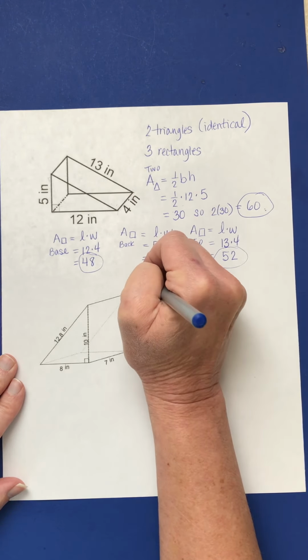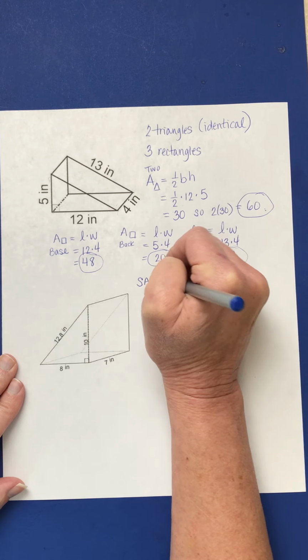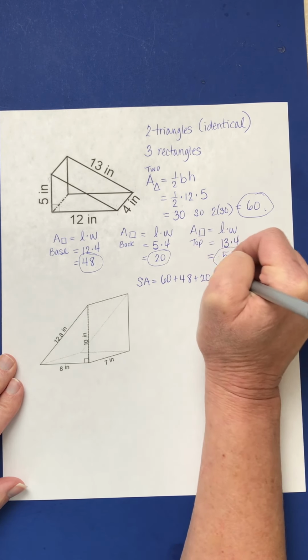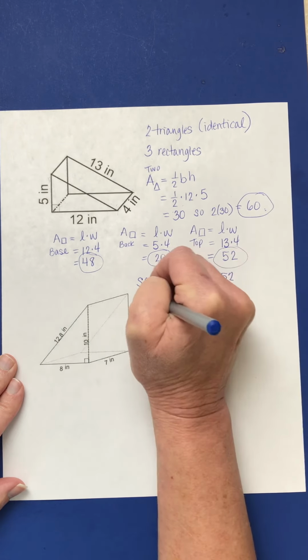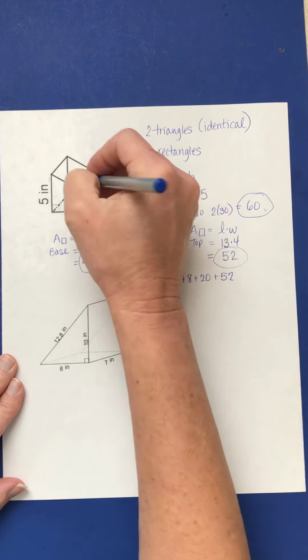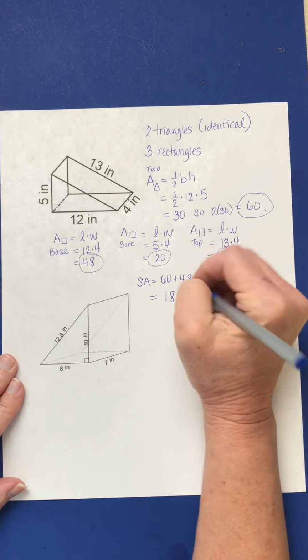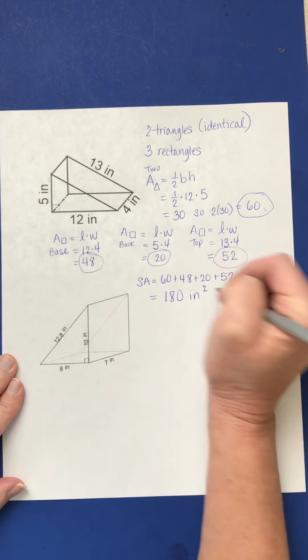So we're going to say our surface area is going to be 60 plus 48 plus 20 plus 52. So if we add all of those together, our surface area for that triangular prism is going to give us 180, and this time it's inches squared.